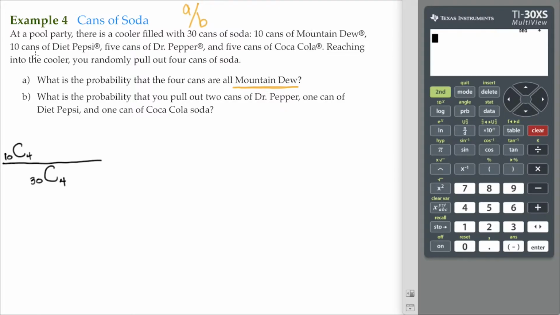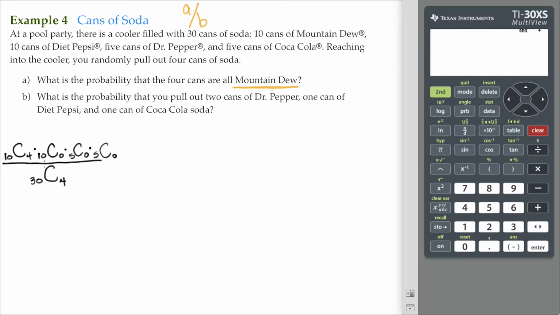Well, we have 10 cans of Diet Pepsi, but we don't want to choose any, so that's 10 choose 0. We go ahead and multiply that. We have 5 cans of Dr Pepper. That's going to be 5 choose 0. And of course, we have 5 cans of Coca-Cola. That's 5 choose 0 also. So now as we look at our subscripts, 10, 20, 25, 30, of course, that's right there. And of course, 4, 0, 0, and 0, and that's right here.